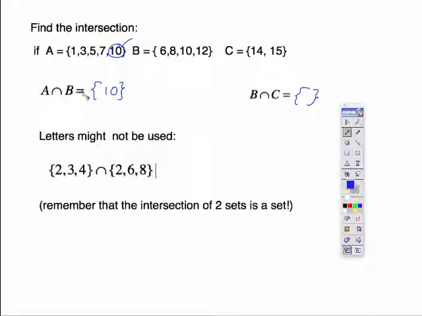This was written in terms of A, B, and C, having a set name. You might not have a set name. It might just give you two separate sets. And I know these are sets because there are braces around them. Intersect. So what this is asking me for is, are there any elements in this set that's also in this set? And the answer is yes. The element 2 is in both of those. So the intersection of those two sets is the set that contains 2.